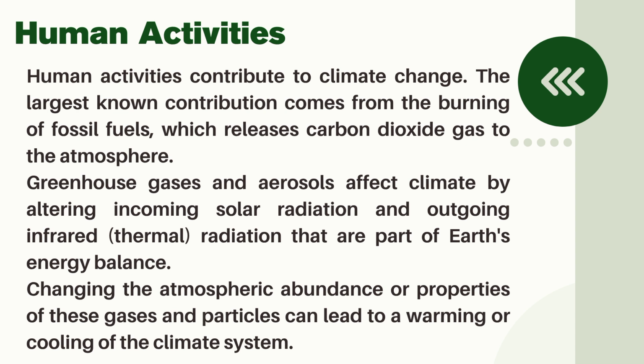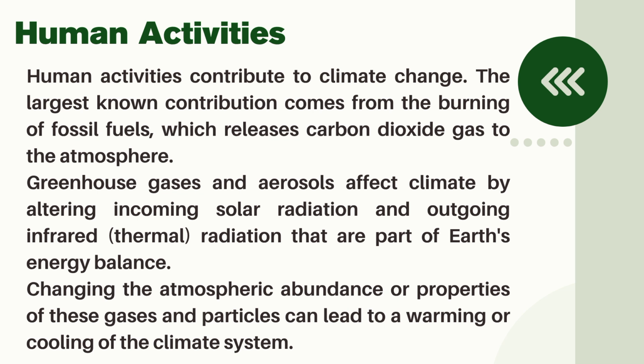Greenhouse gases and aerosols. What is that? Greenhouse gases are gases like carbon dioxide, methane, and water vapor that trap heat in the Earth's atmosphere, keeping the planet warm. And the aerosols are tiny particles or droplets in the air from sources like volcanoes, factories, or vehicle exhaust. Greenhouse gases and aerosols affect climate by altering incoming solar radiation and outgoing infrared thermal radiation that are part of Earth's energy balance.